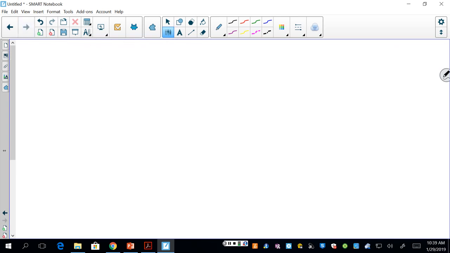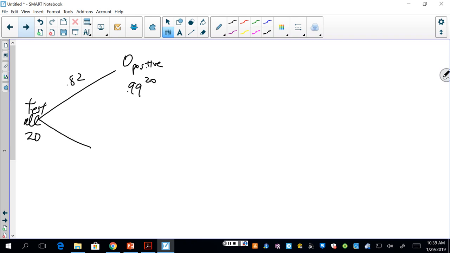So we could make this a little more elaborate, where we test all 20, and we get 0 positive. That happens 82% of the time, right? That was 1 minus the chance that they're all negative, 0.99 to the 20th was this calculation. And then the opposite of that is at least 1 positive. So that happens 18% of the time. Now we could be here and say, okay, we've got at least 1 positive. Assume you have enough sample that you could do this again.